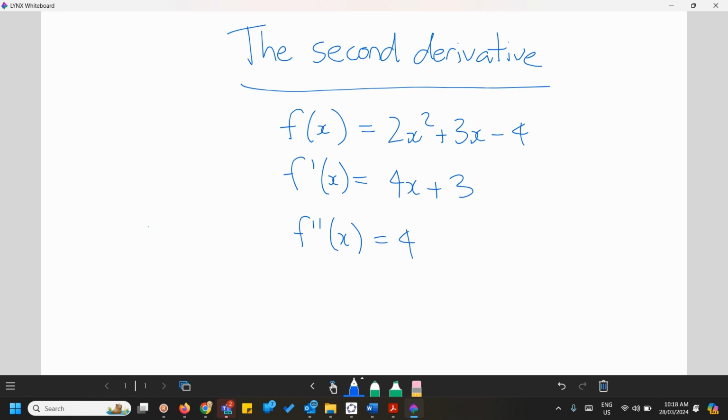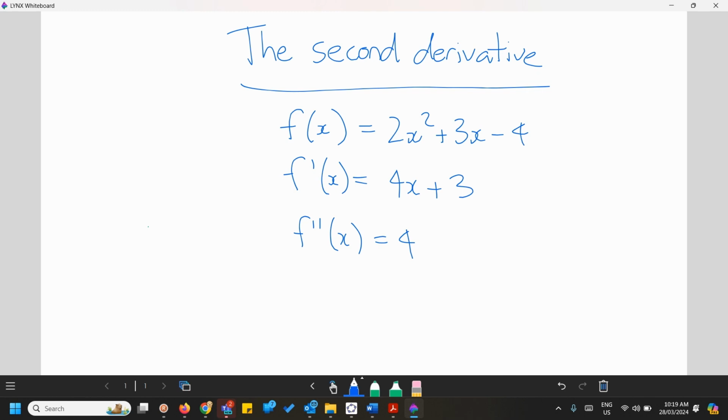Theoretically, we don't need to worry about derivatives past the second derivative, but if I did go further to the third derivative, what would that be? 0. And then we couldn't go any further with this particular function. That will be the case with all polynomials, where at some point you can't go any further. But not all functions are like that.